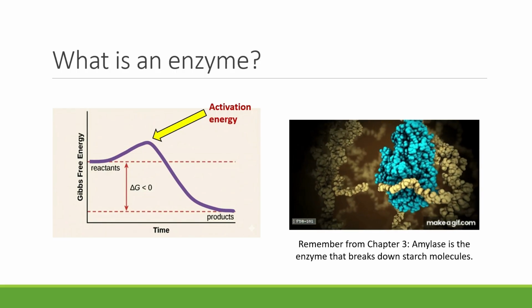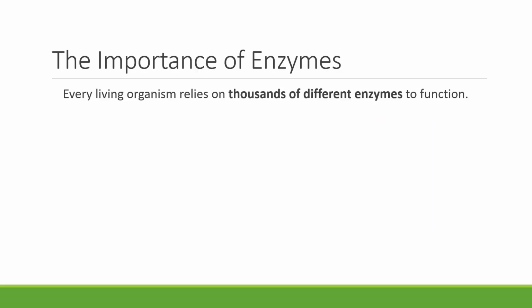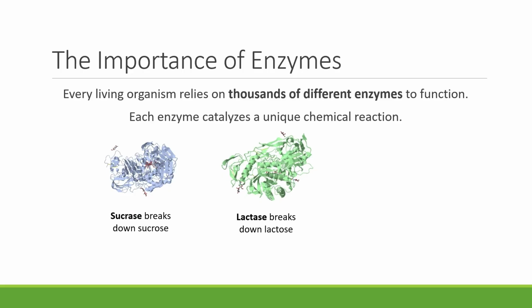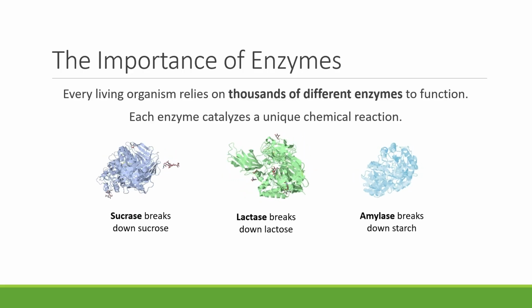And when I say all enzymes, there are a lot of them. Every living organism relies on thousands of different enzymes to function. Scientists have only just begun to scratch the surface of identifying and studying the massive variety of enzymes that are found in living things, each one catalyzing a unique chemical reaction. A few examples of enzymes related to chemical reactions that we've talked about are the enzyme called sucrase, which breaks down sucrose, the enzyme called lactase, which breaks down lactose, and the enzyme amylase, which breaks down starch.